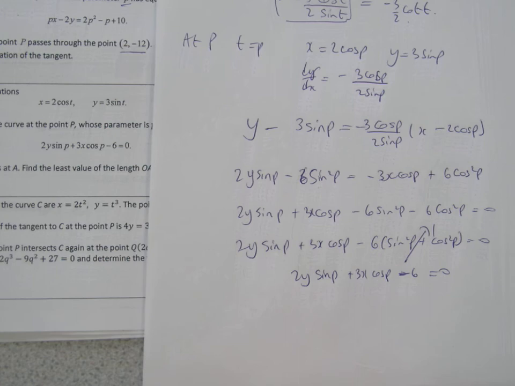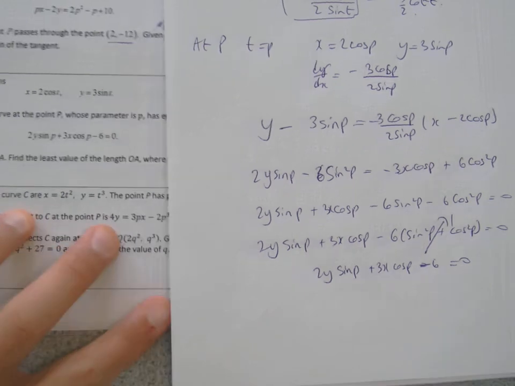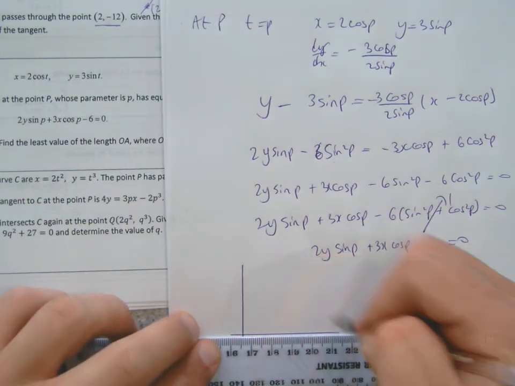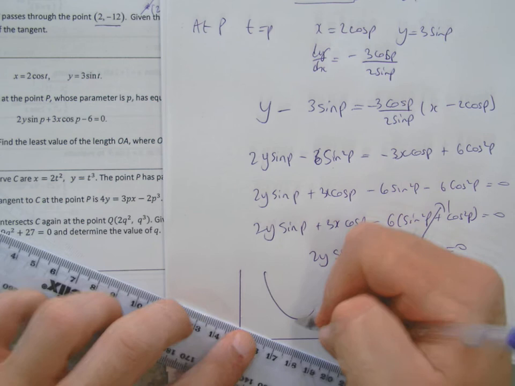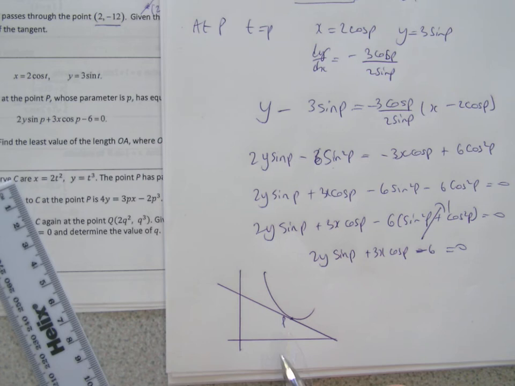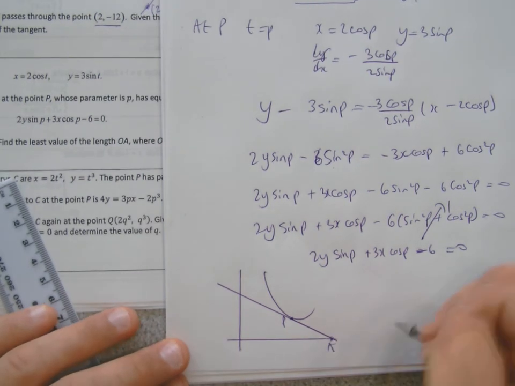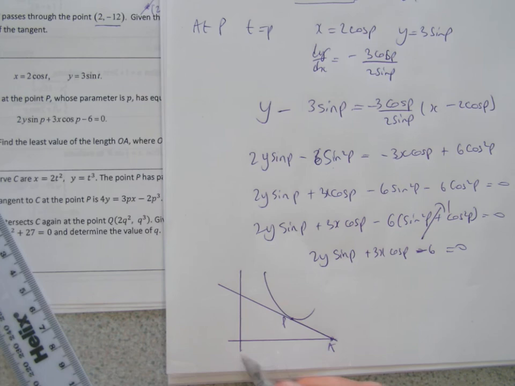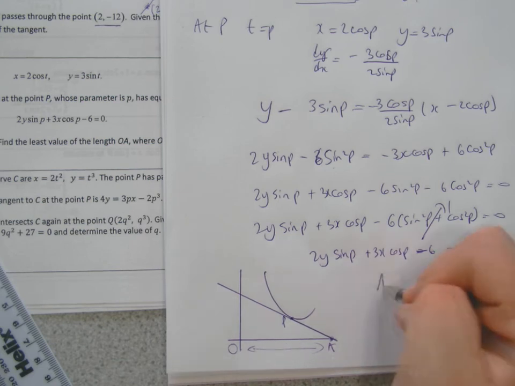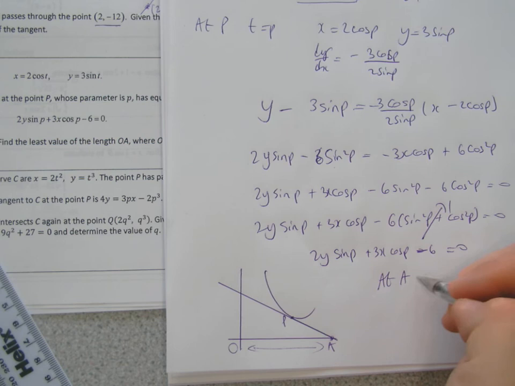Now it says the tangent meets the x-axis at A, find the least value of the length OA. For this I would draw a little sketch to see what's going on. You've got your curve, it doesn't matter what it looks like, the tangent at P, and this tangent meets the x-axis at A. Now OA is that horizontal distance there. So all we need is that x value, because it wants OA. It's just the x coordinate here.